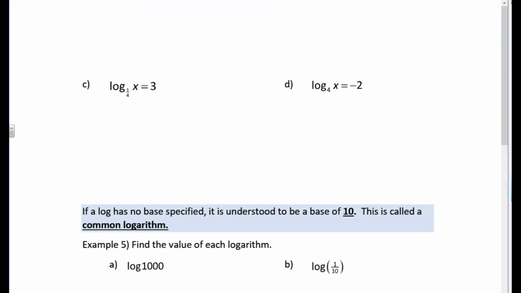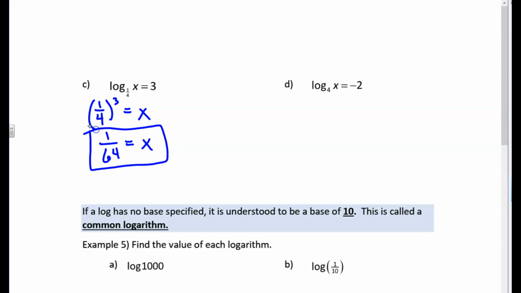Now we have log base 1/4 of x equals 3. So switch it into exponential form. 1/4 cubed equals x. Well, I can cube top and bottom. I get 1/4 cubed is 1/64, which is equal to x. So that would be my answer.